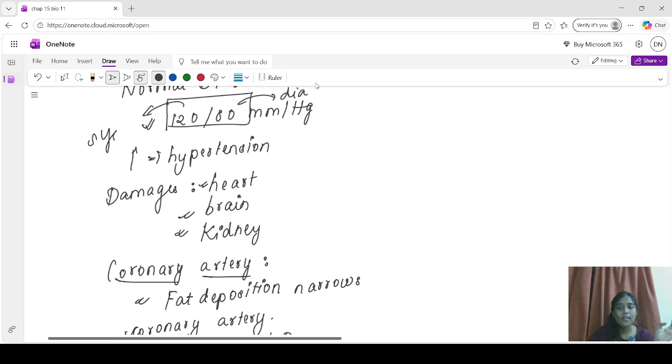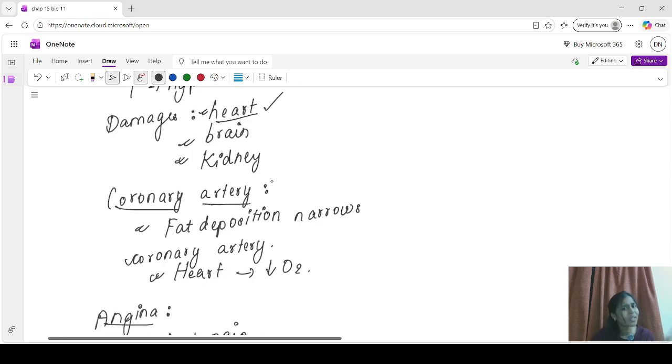Okay, and what happens in hypertension? When hypertension happens, the heart will work much harder. Arteries will experience excessive pressure and blood vessels gradually get damaged. And this condition is called hypertension. Along with the heart, of course, the brain and kidneys will get damaged. So, what are the main causes of hypertension? They are stress, obesity, smoking, lack of exercise, and genetic factors, and some other causes also exist.